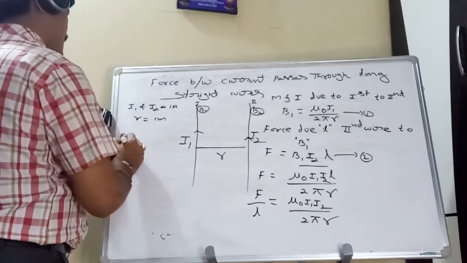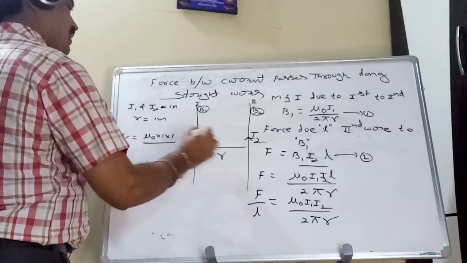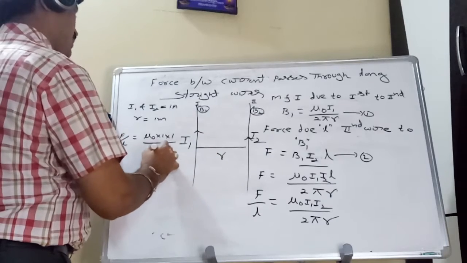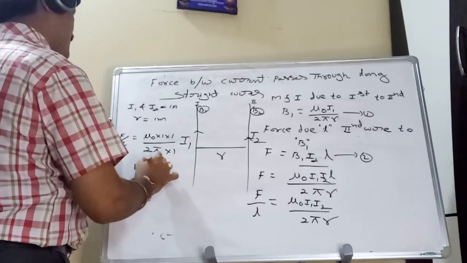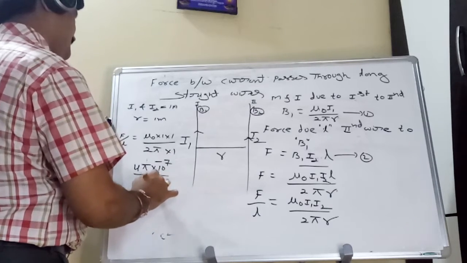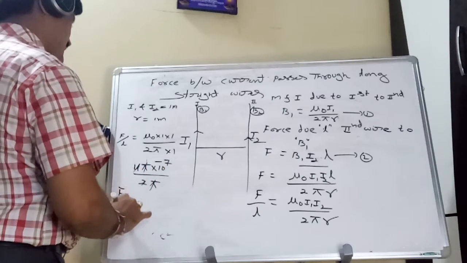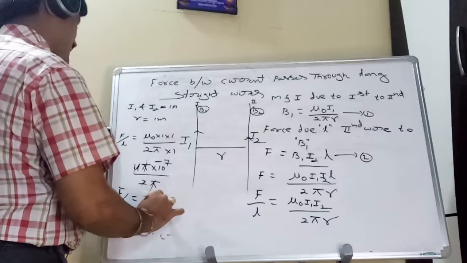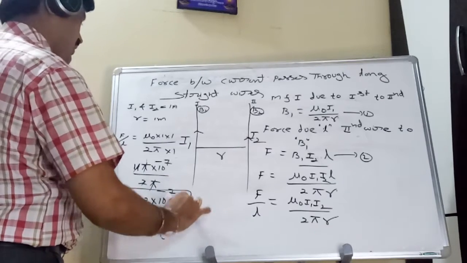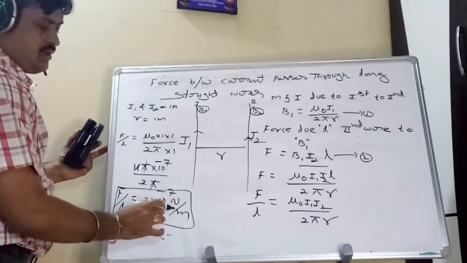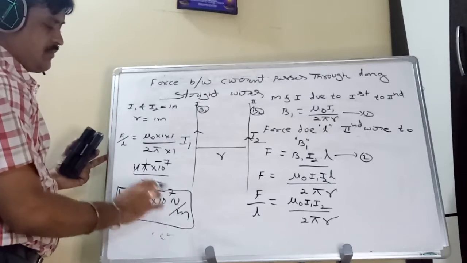So F by L equal to mu naught into 1 into 1 by 2 pi into 1. So mu naught value 4 pi into 10 power minus 7 by 2 pi. So pi cancels, 2 cancels. That is F by L equal to 2 into 10 power minus 7 Newton per meter. Force per unit length is 2 into 10 power minus 7 Newton per meter.